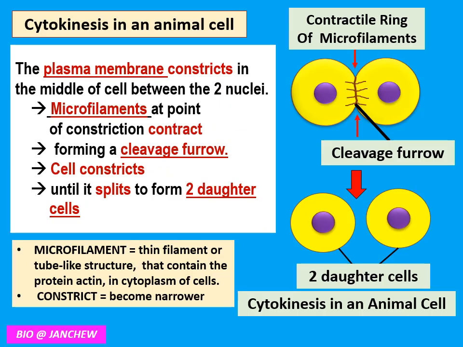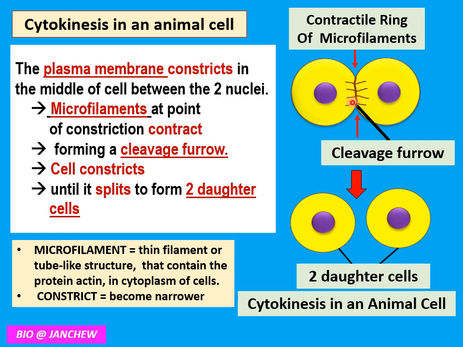Firstly, let's discuss cytokinesis in an animal cell. How does it occur? Imagine a cell that has just undergone telophase of mitosis. 2 new nuclei are already formed. Now the cell has to divide into 2 to form 2 daughter cells, so there is division of cytoplasm. At first it's just an oval-shaped cell, and then the plasma membrane constricts in the middle of the cell between the 2 nuclei. Constrict means to become narrower. So the cell will become narrower in the center here, between the 2 nuclei.